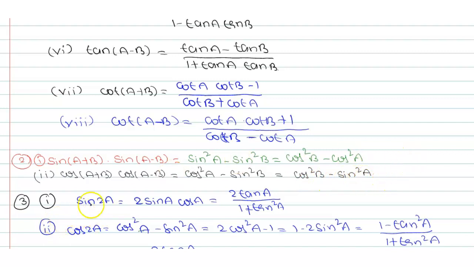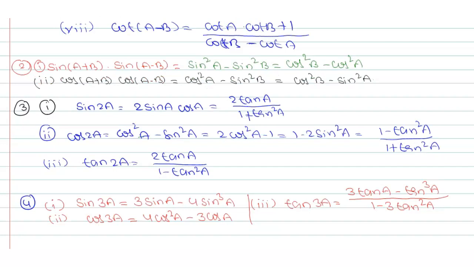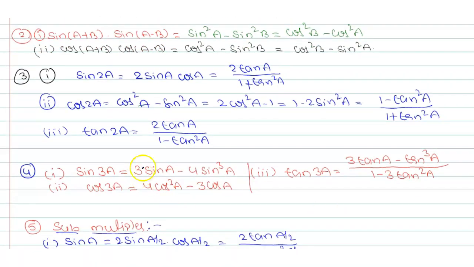And third set, formula number 1: sin 2A is equal to 2 sin A cos A is equal to 2 tan A by 1 plus tan square A. And cos 2A formula is cos square A minus sin square A is equal to 2 cos square A minus 1 is equal to 1 minus 2 sin square A is equal to 1 minus tan square A by 1 plus tan square A. And tan 2A formula is 2 tan A by 1 minus tan square A.